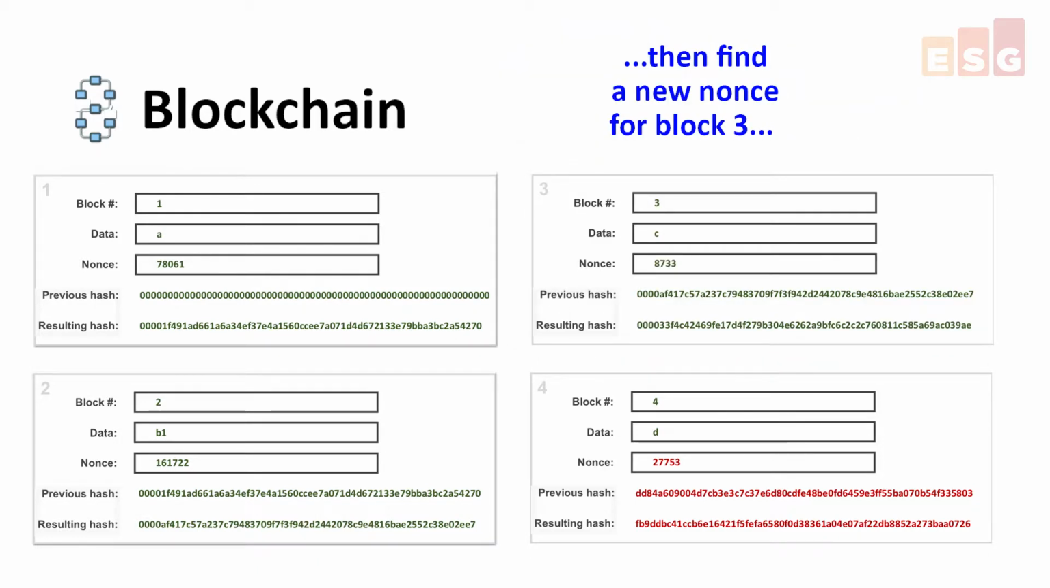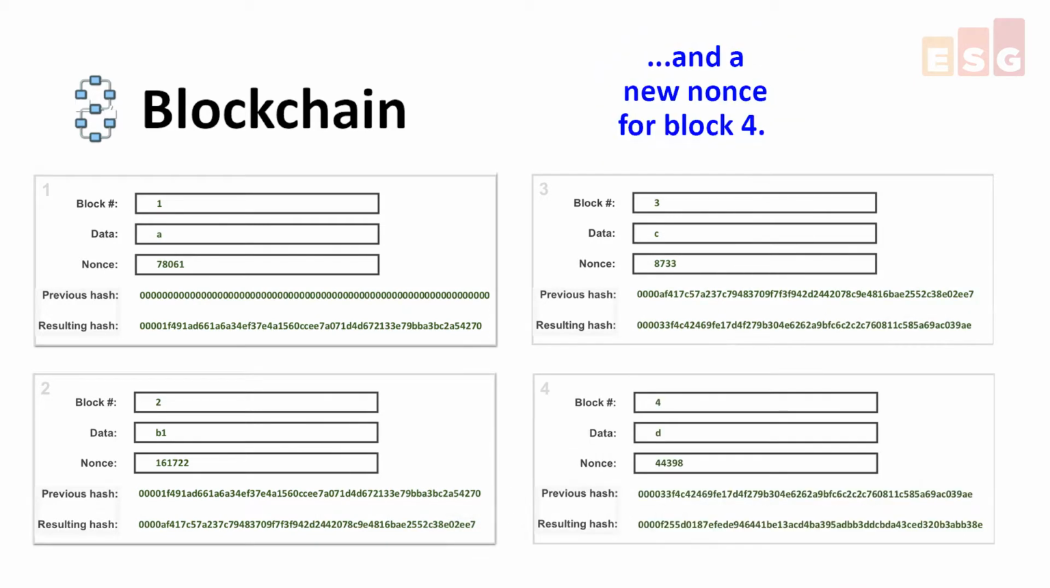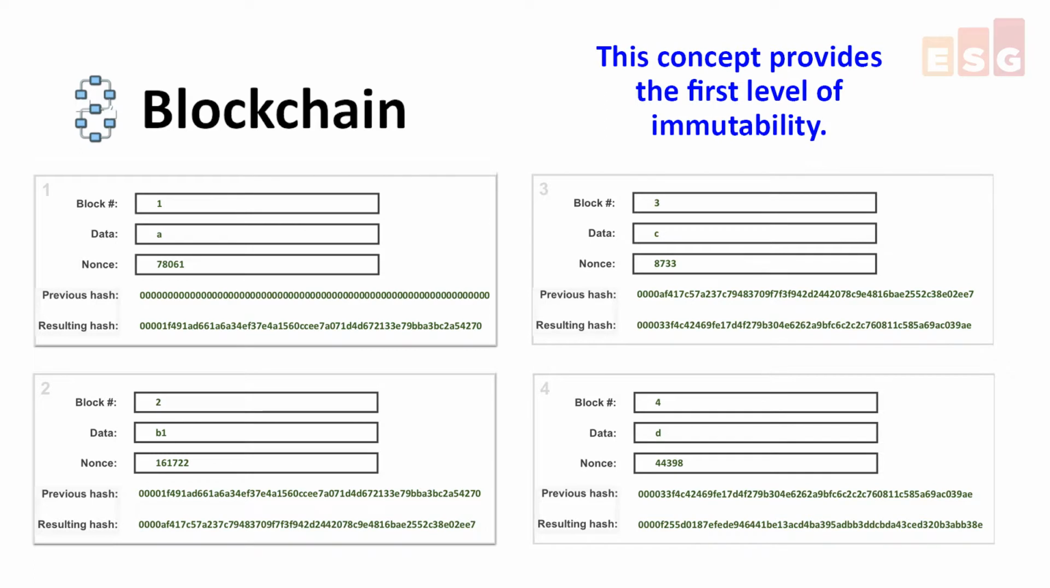Then find a new nonce for block 3 and a new nonce for block 4, all of which takes time. The more blocks in the chain and the farther you go back in time, the harder this process is to complete. This concept provides the first level of immutability. Now let's imagine someone was able to change a block early in a blockchain. They'd have to remine every block until the last block was mined, essentially changing the past. How is that prevented? This is where the 2 additional core concepts of blockchain technology come into play: distribution and consensus.